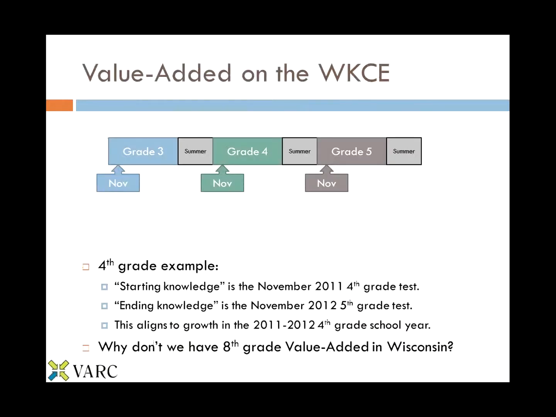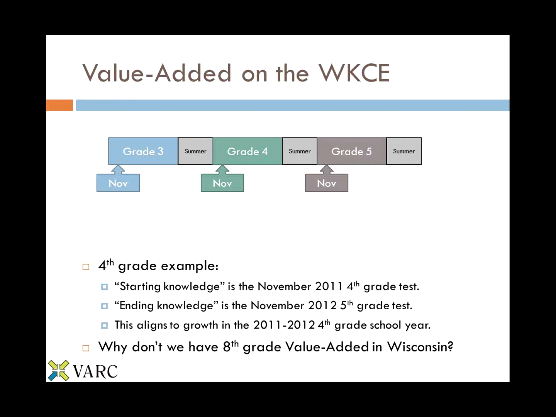So for value added on the WKCE, I have here noted the 3rd grade, 4th grade, and 5th grade examples of when the test occurs, and it's November. It would be great for growth modeling purposes if the kids were tested either on the first day of school or the last day of school, because that would be the cleanest timeline for us, but we know that's not reality. So what are we working with here? November testing. Let's think about 4th grade here. That November test that the kid takes in 4th grade, that's when we measure the starting knowledge of that kid.